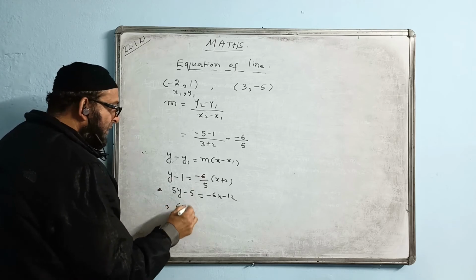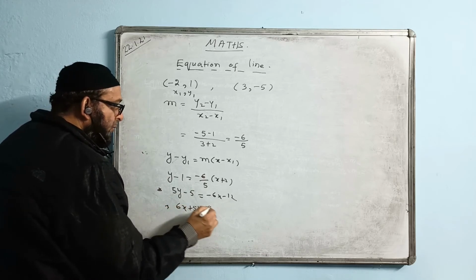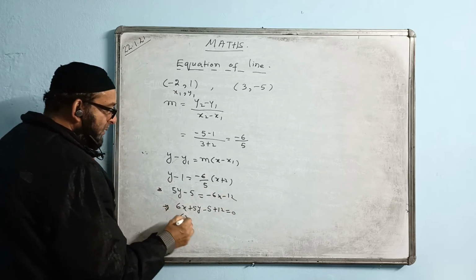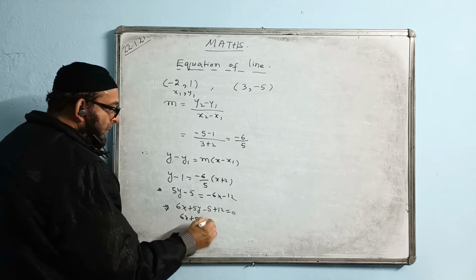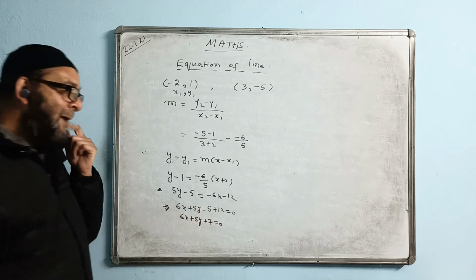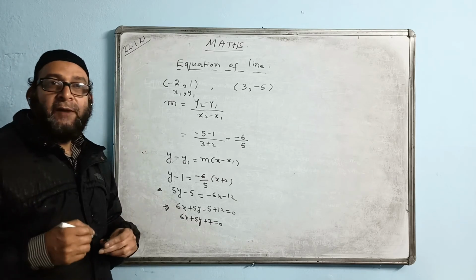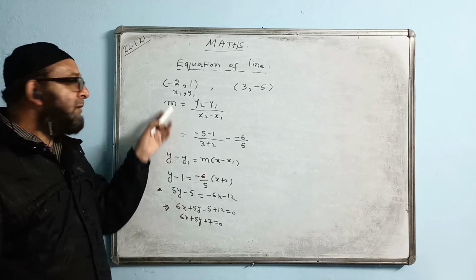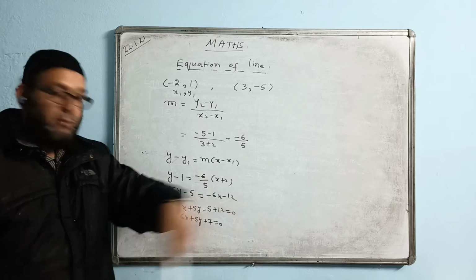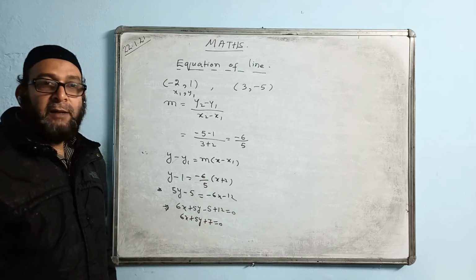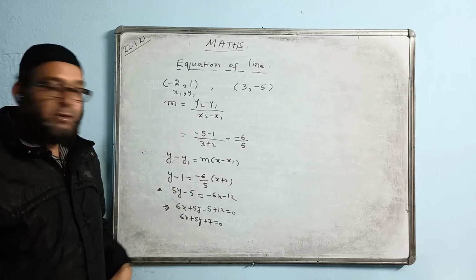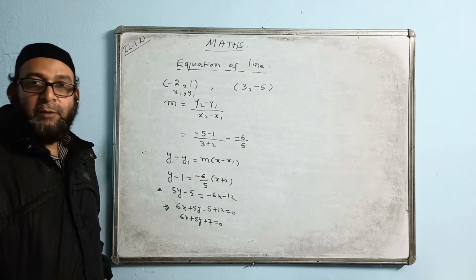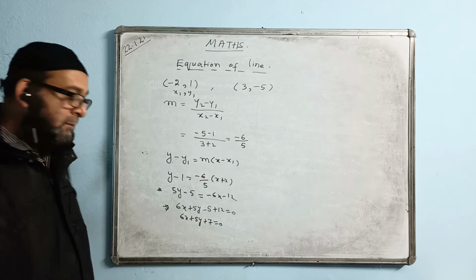Bring everything on one side. You get 6x plus 5y minus 5 plus 12 equal to 0. Minus 6x you bring to this side, it becomes plus. Now we have the answer: 6x plus 5y plus 7 equal to 0. This is the answer. Though there is a two-point formula also for finding the equation of a line, we don't use that. Instead, we do it part by part, because most probably they will ask you to find the slope of the line joining the points, and then form the equation of the line. So we prefer this method. Find m using the two-point formula and choose any one of the points and form the equation.